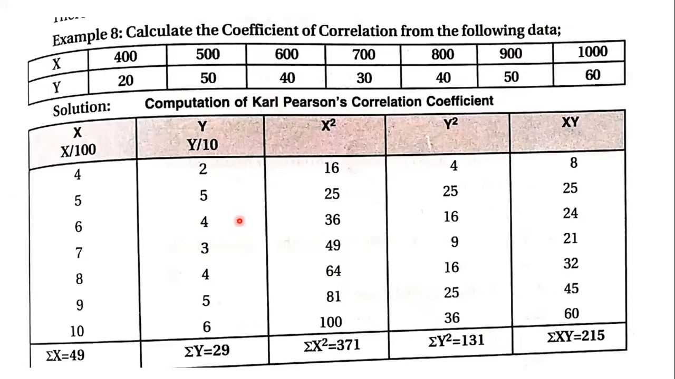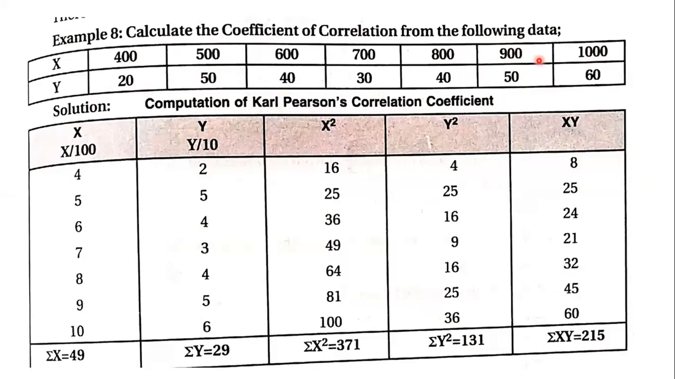So if you see here, calculate the coefficient of correlation from the following data. Now in this data, again, if you see, you have 400, 500, 600, 700, 800, 900 and 1000. But again, if you see, they are simple data.